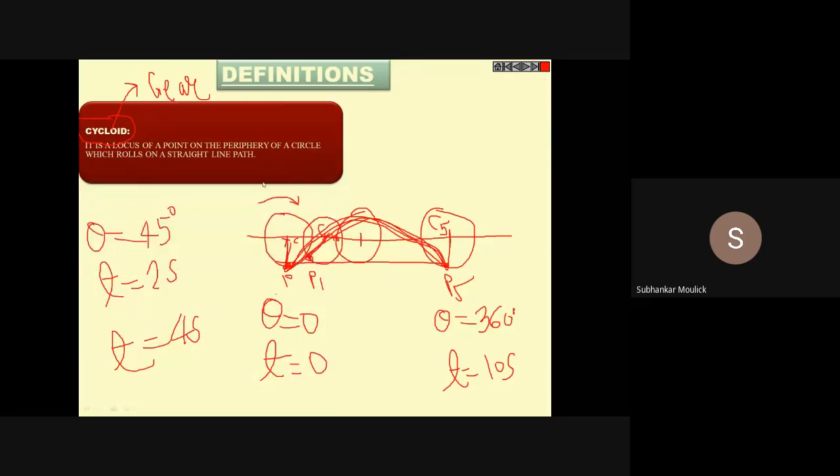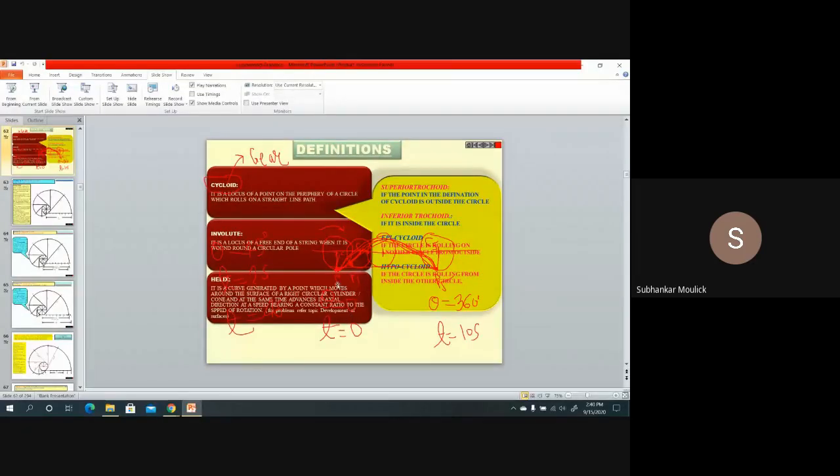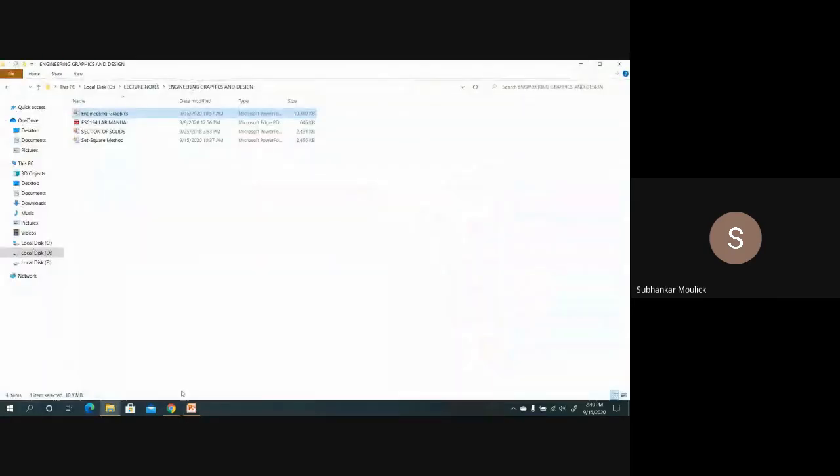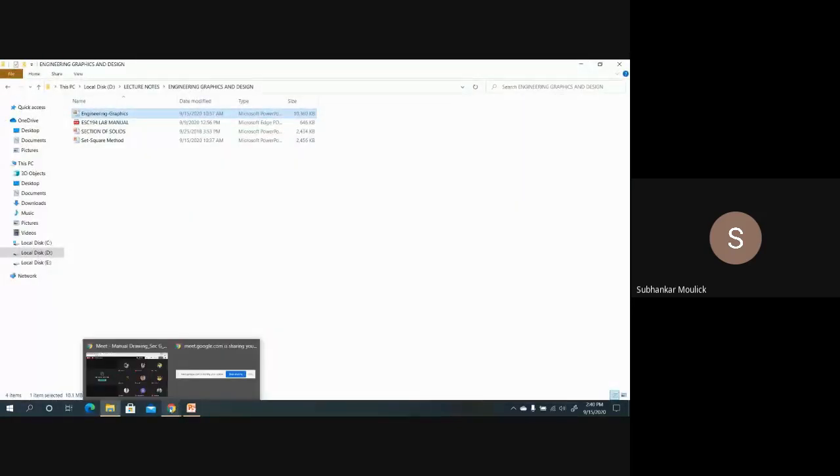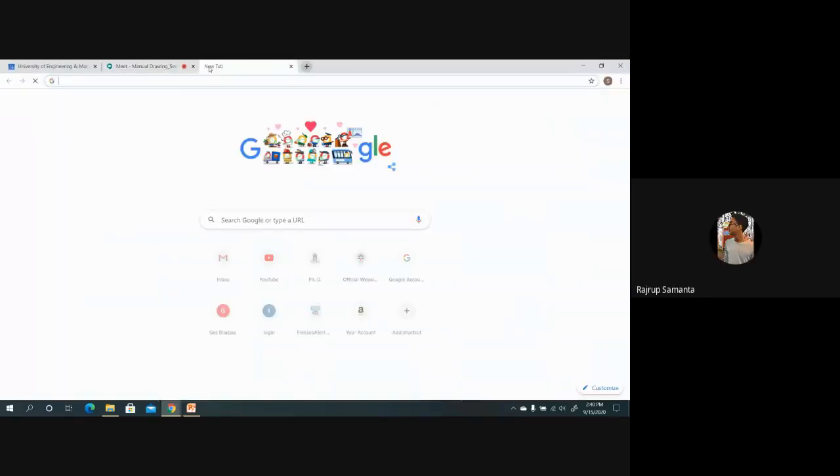So what are these? See, the second problem is related to cycloid. Now, what is a cycloid? Have you heard the names cycloid, epicycloid, hypocycloid, involute? The second problem is cycloid. Have you heard the name before? No, sir. Okay.